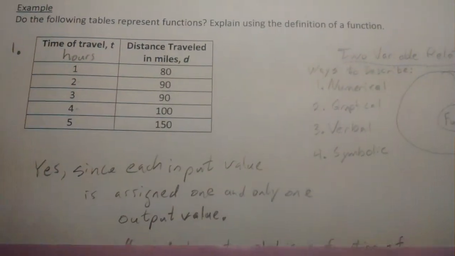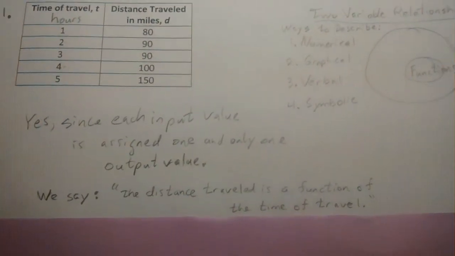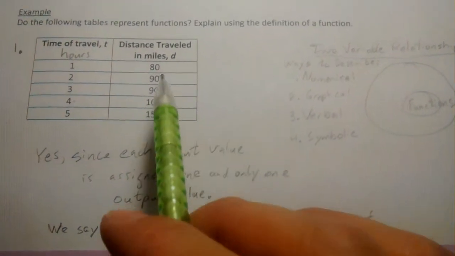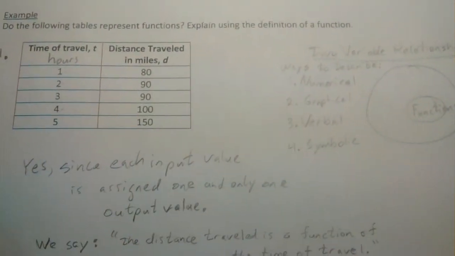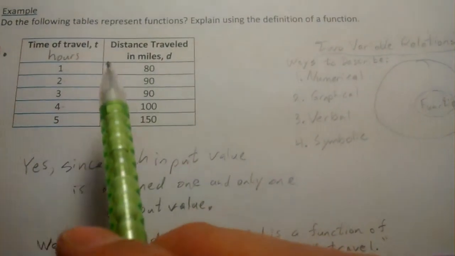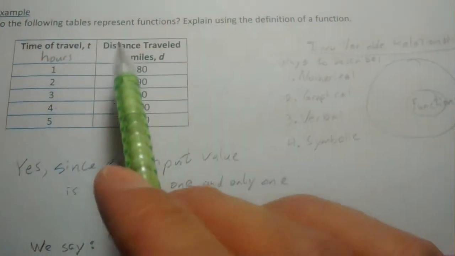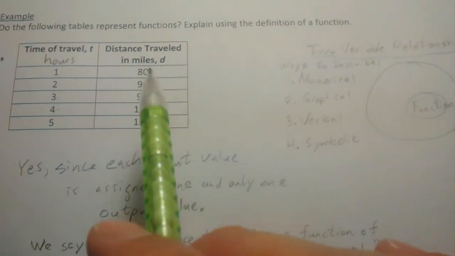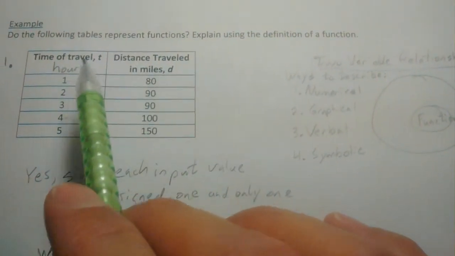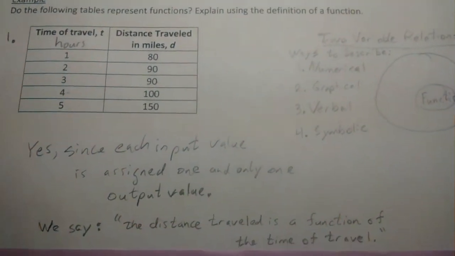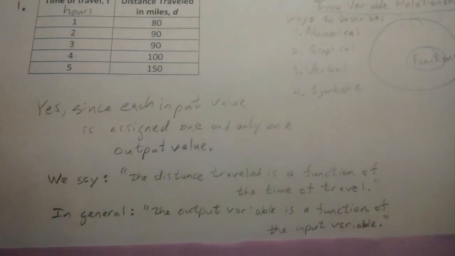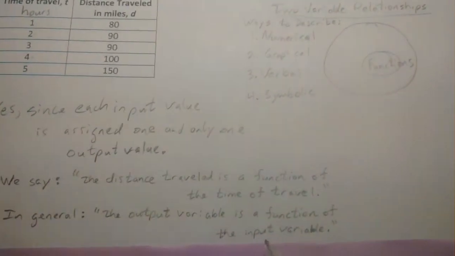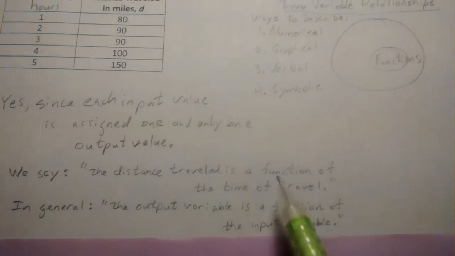So I wanted you to see that in general. Again, we say the distance traveled is a function of the time of travel regarding this situation. In general, when there is a function relationship between an input and an output variable, the general rule or wording is that the output variable is a function of the input variable, whatever they are. So in general, this statement we want you to be familiar with. The output variable is a function of the input variable, whatever they are.